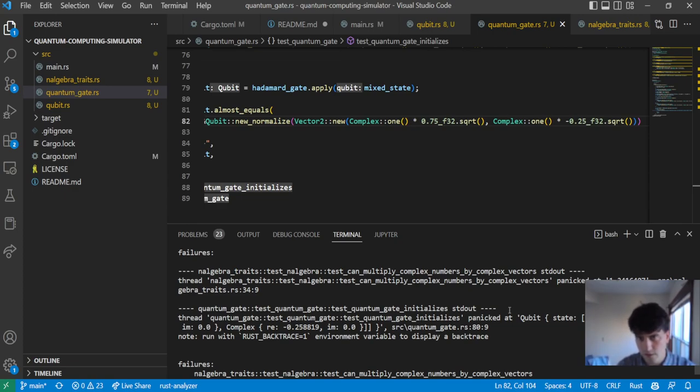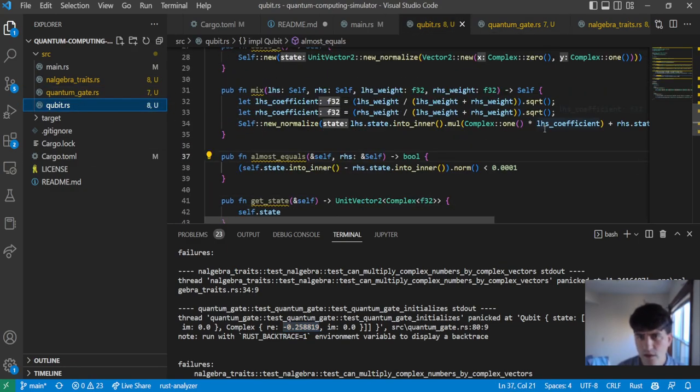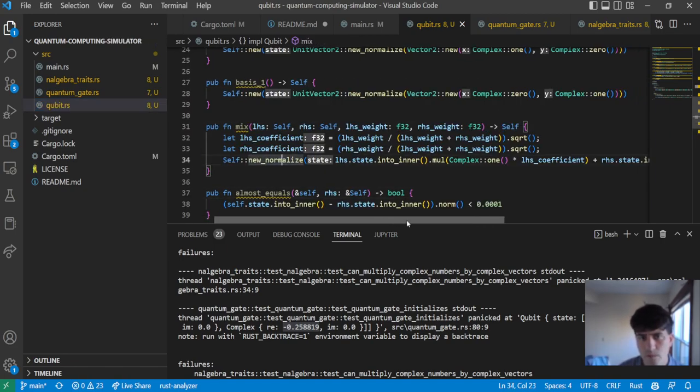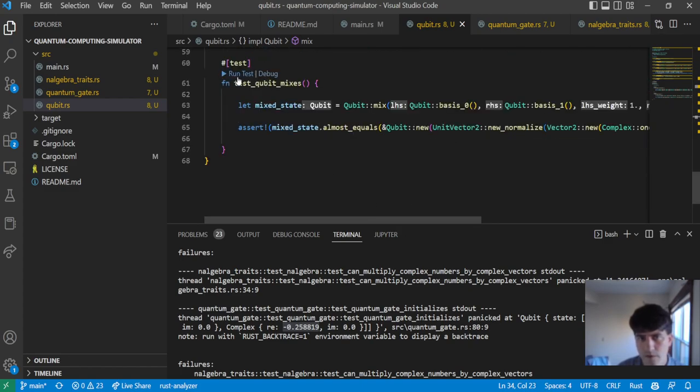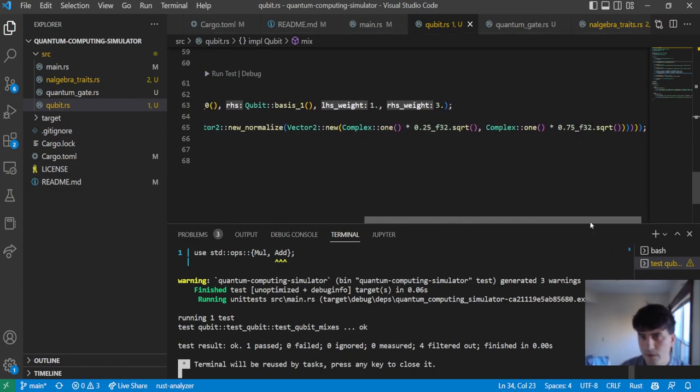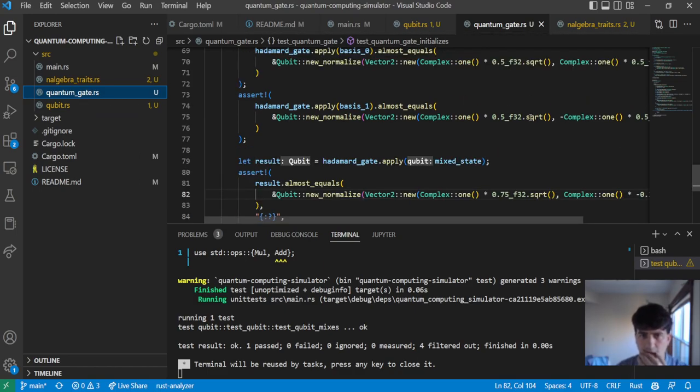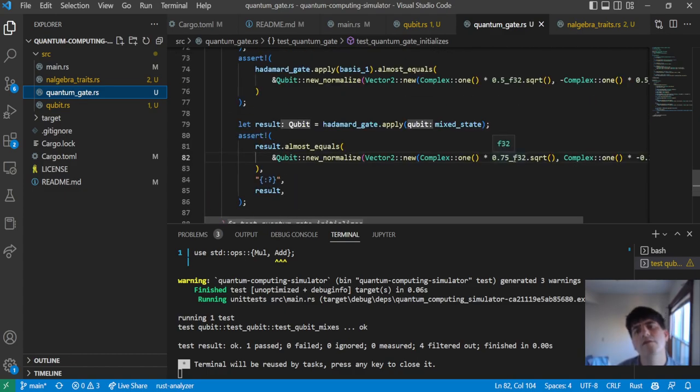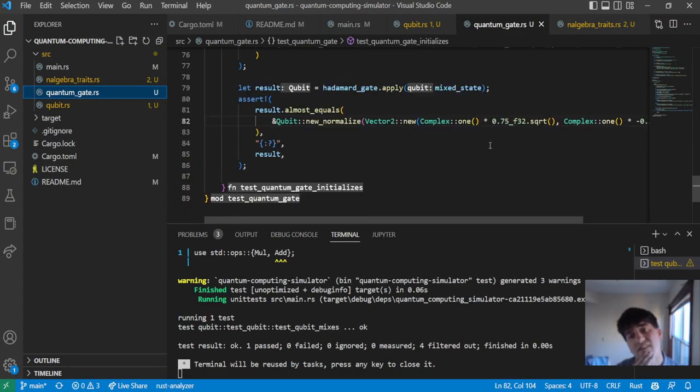Let's see here, what am I doing wrong? This doesn't look like the square root of a quarter. Square root of a quarter is a half. So we have a test already that does the mixing. This test runs fine. 3, square root, okay. And so then the Hadamard gate rotates our two vectors. It keeps them real if they started real.